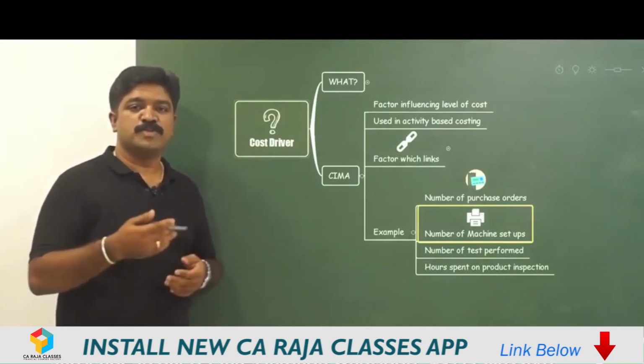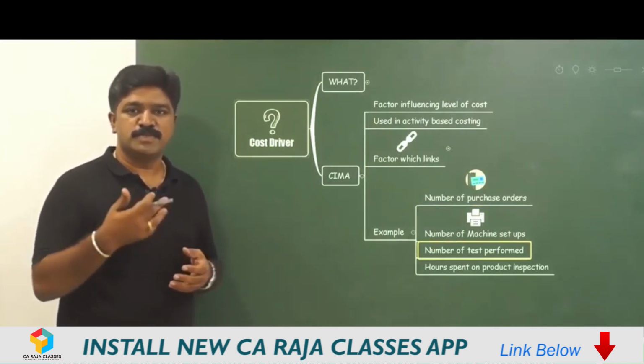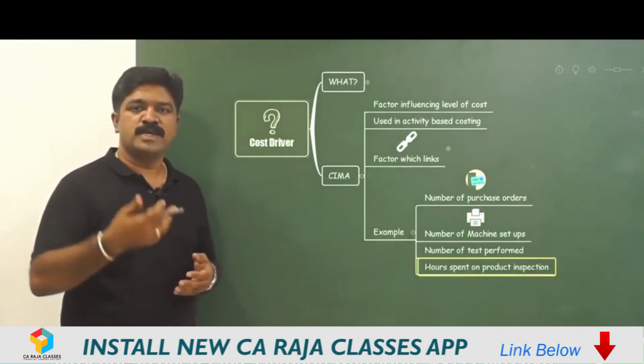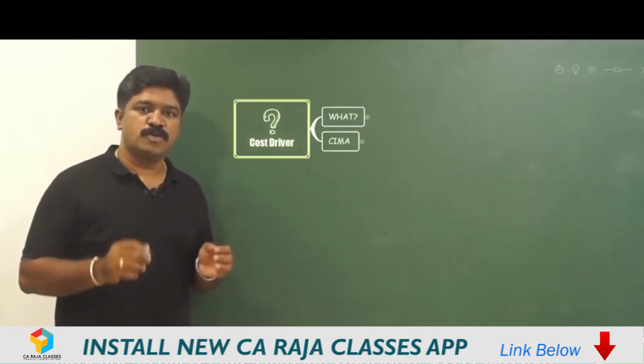If you want to know the cost driver for production machinery setup, you have to see the number of machine setups. And if you want to know the cost driver for the testing department, it's basically the number of tests performed. And for the inspection department, it is the hours they have spent on product inspection. So this is about cost drivers.